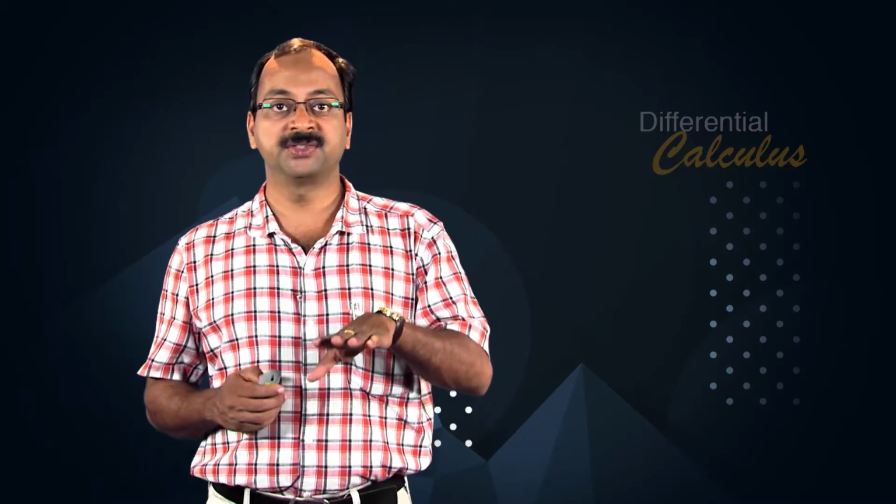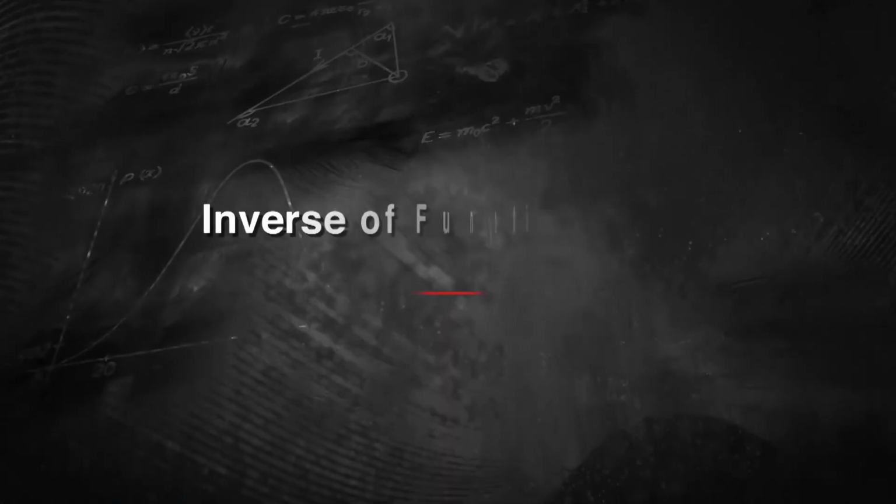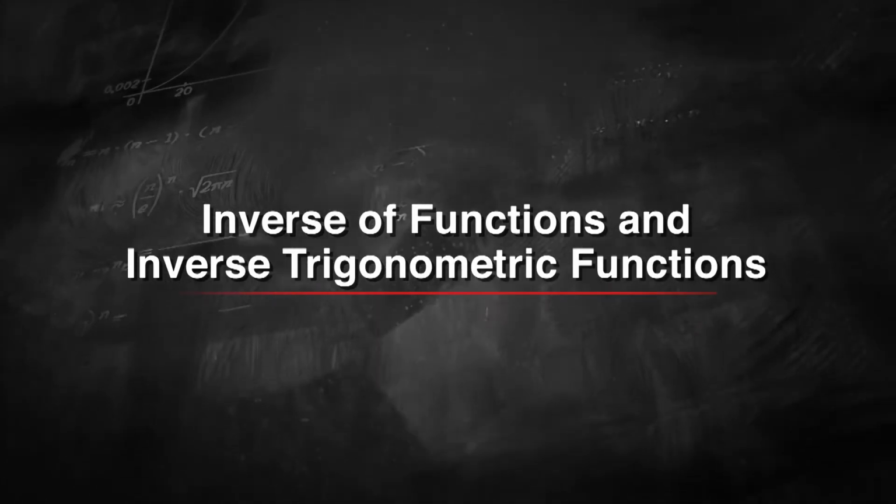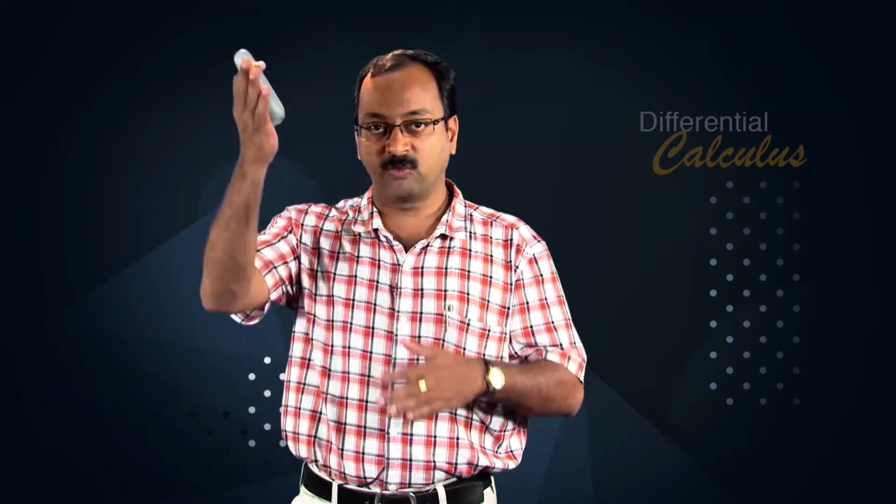Hello friends, in this session we define inverse of a function, its domain, range and graph. We see that not every function has an inverse. We describe that graph of an inverse of a function is the reflection along the line y equal to x of the graph of the given function. We consider a number of examples.